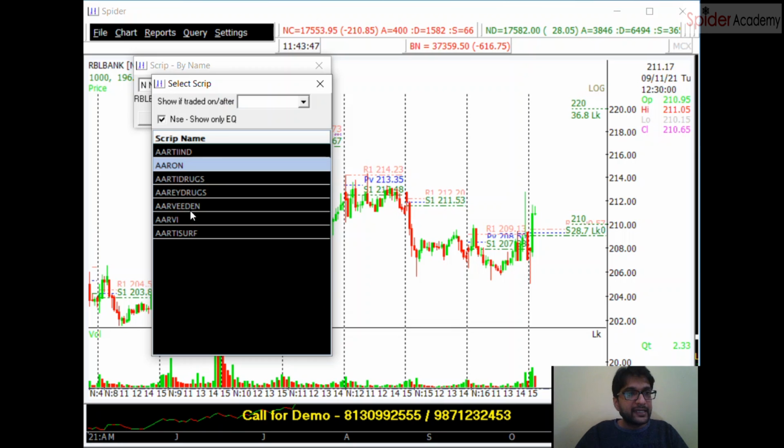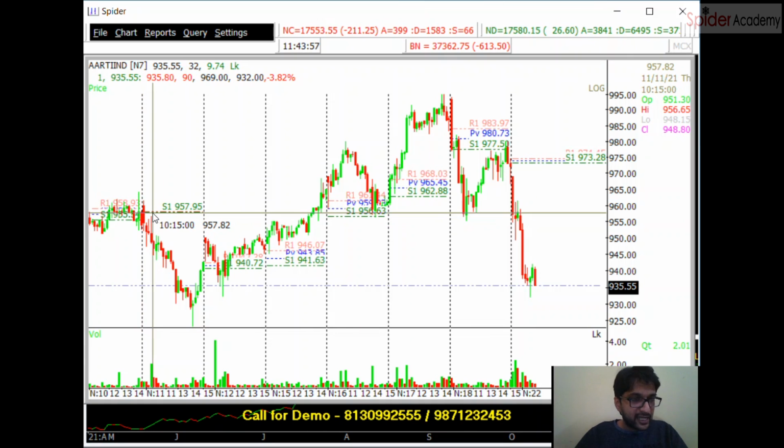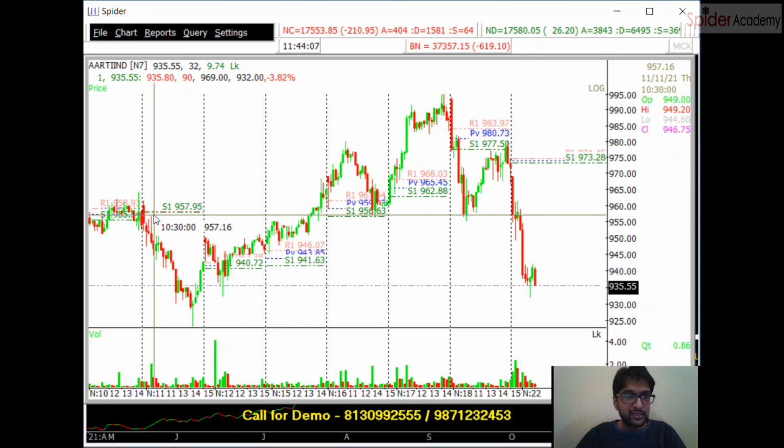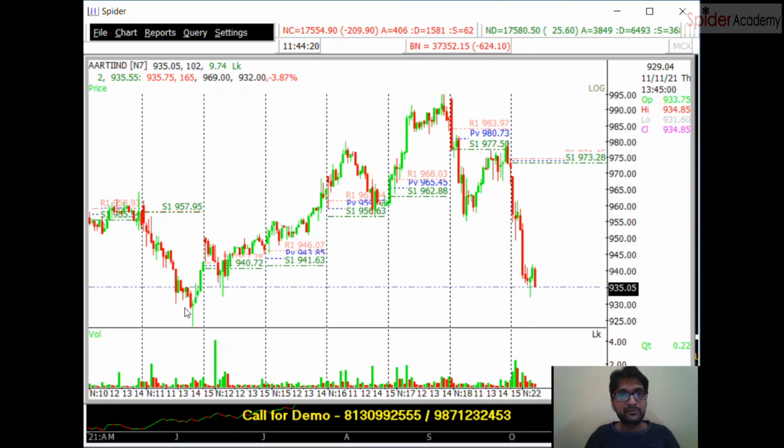Next example we can take is Aarti Industries. See, this is the momentum of 11th of November. You can see S1 and R1 again overlapped each other, the range is very small, and it is making R1 and S1 inside the previous day CPR, right? And see the momentum, the stock dropped by around 25 points, right? And you can get the particular stock on time just because of the Spider scanner.